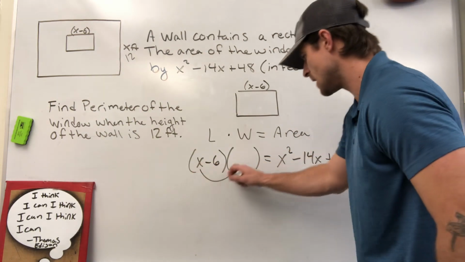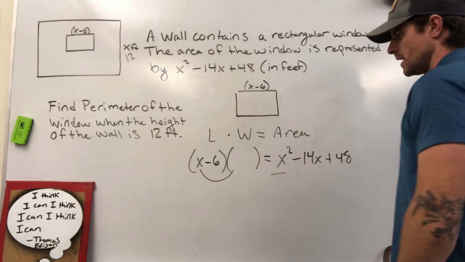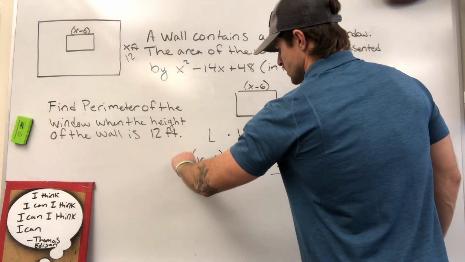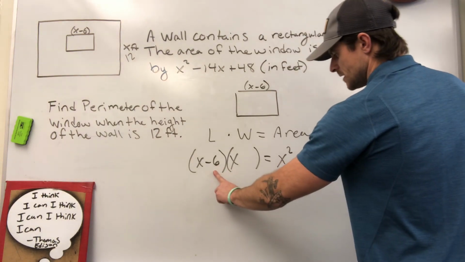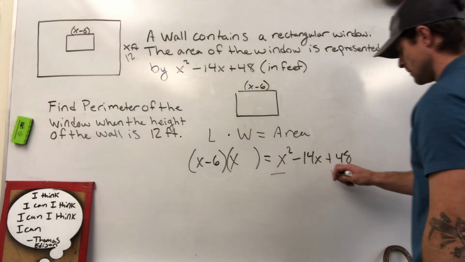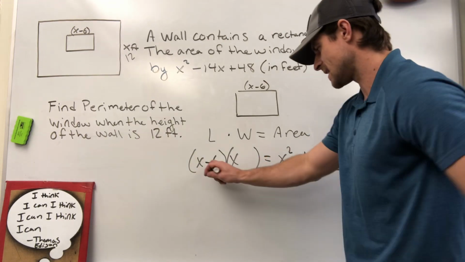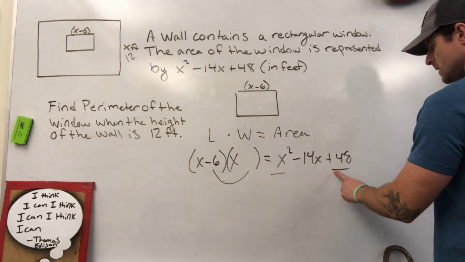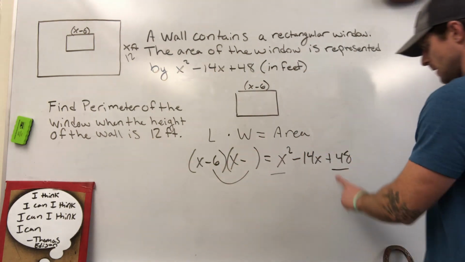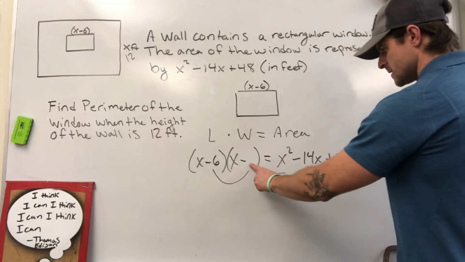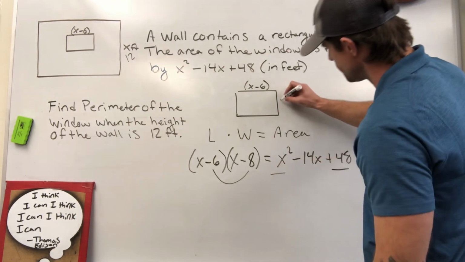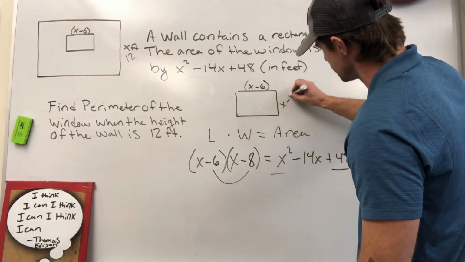This times what would give me the front term of x squared? Oh yeah, x times x makes x squared. Most of my students by now know that this number multiplied by that number gives us our c term in our trinomial. So negative 6 times what is going to give me this positive 48? A negative times another negative will make a positive, and 6 times 8 makes 48. Boom, now we know this side length is x minus 8.